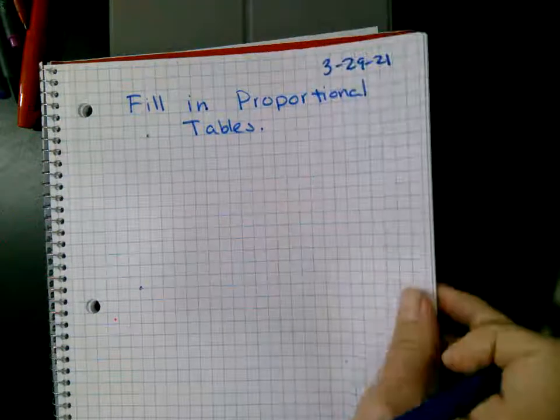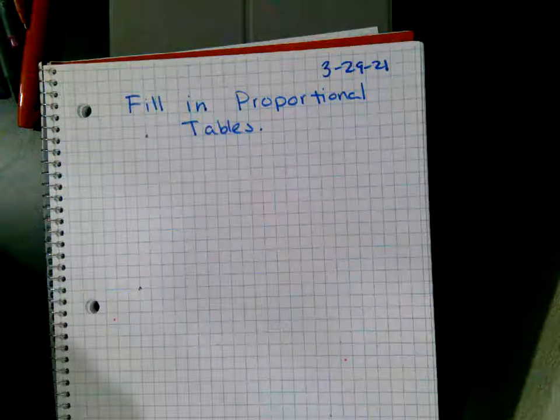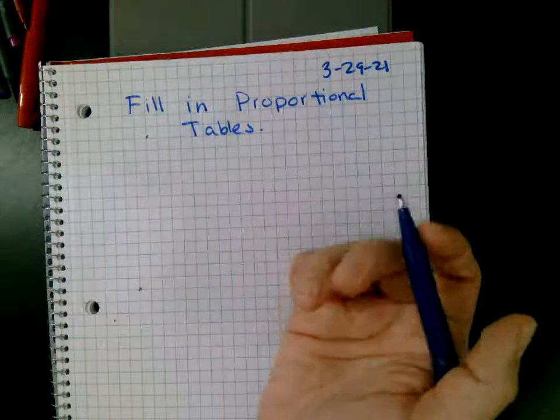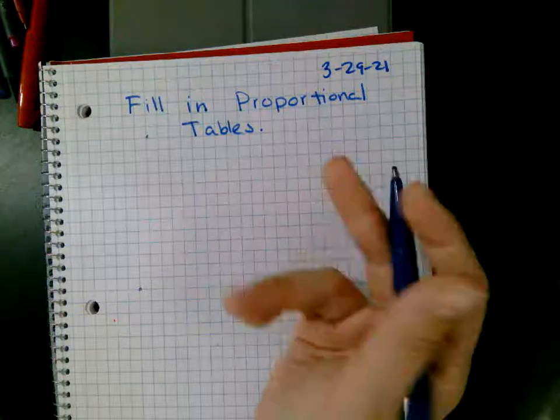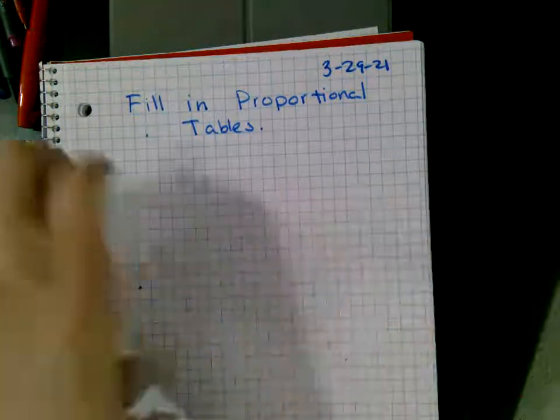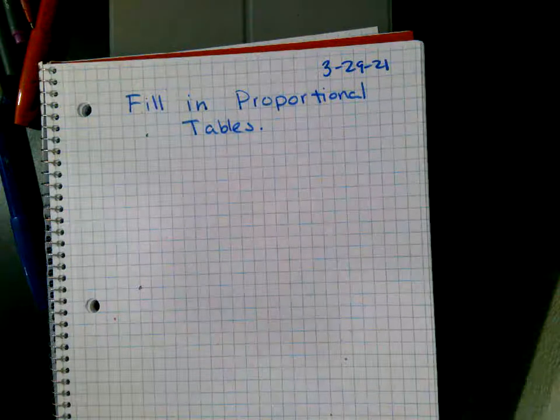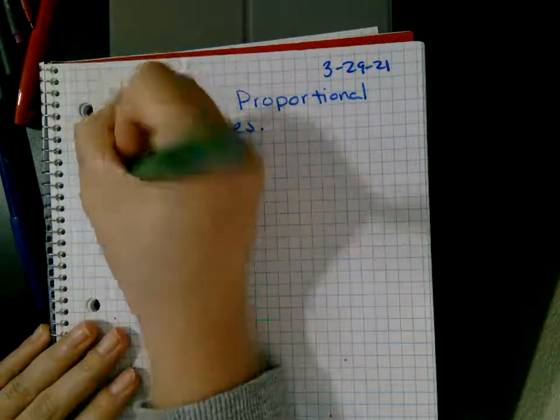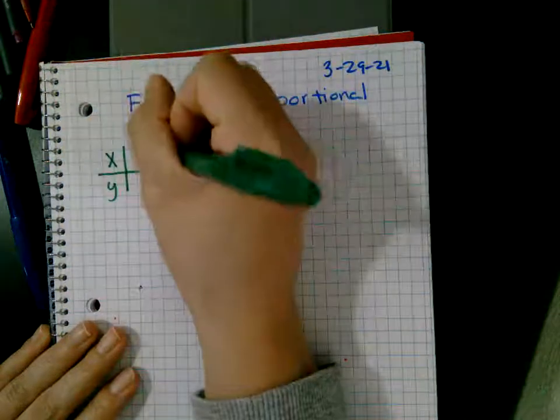So we've been working with tables since last week. The only difference is this week the table's not filled out for us, and we got to fill it out. We got to determine the unit rate plus fill it out. What does that mean? Well, your tables are going to look like this. Same old, X and Y.